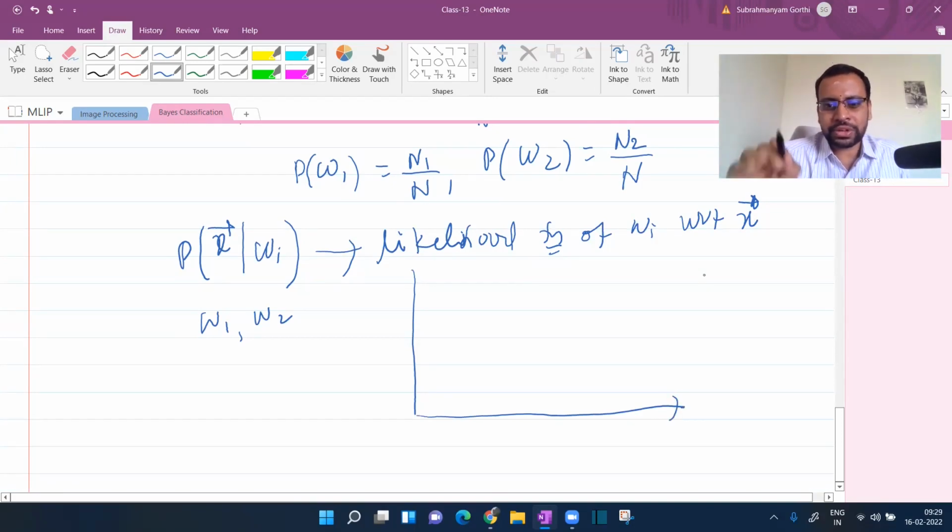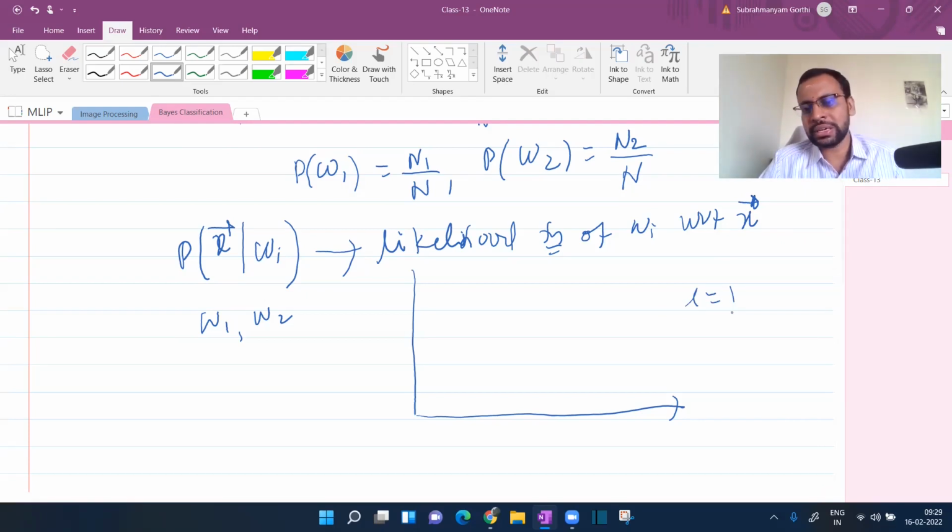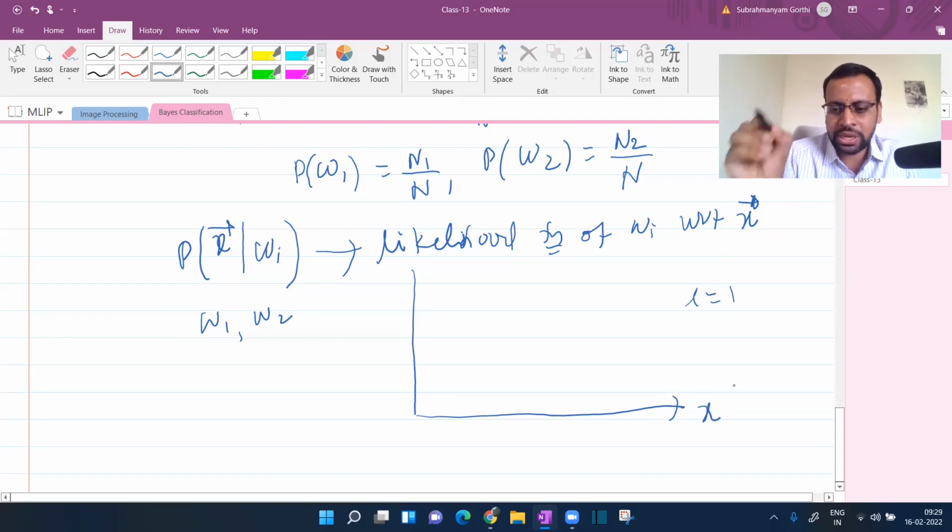To make the drawing simple and understanding easier, let us take L equal to 1. What is L in our definition? L is the dimensionality of your feature vector x bar. So my feature vector has just one value, easy to draw. So this is my x bar, and now it is just a scalar here.